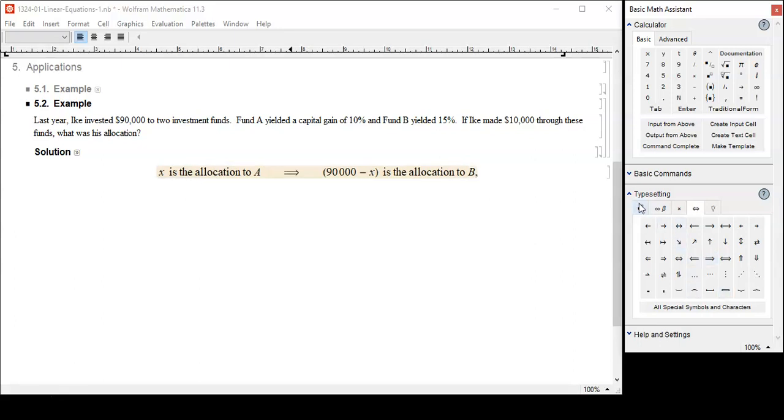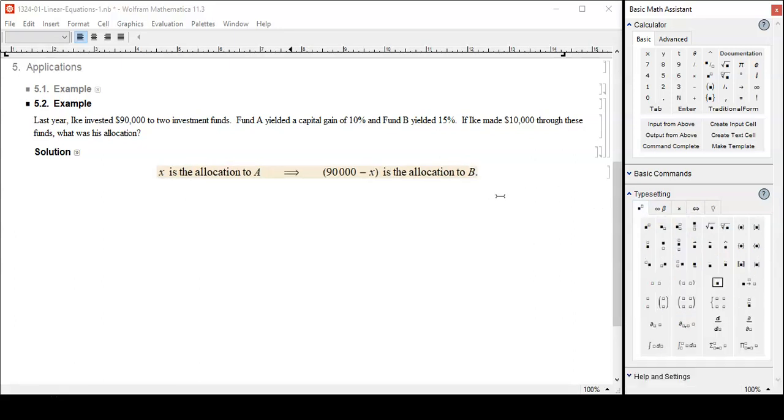That went to Fund B. Does it make sense? So Fund A and Fund B must add up to 90,000, because Ike invested a total of $90,000 in 2 investment funds, some to A, some to B, nothing else. So they have to add up to 90,000. If you name X as allocation to A, then 90,000 minus X should be allocation to B. Make sense? So that they add up to 90,000.